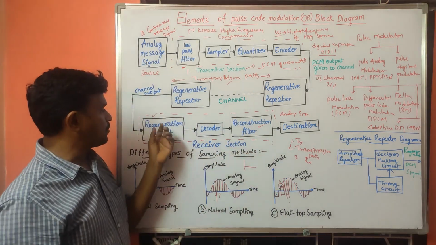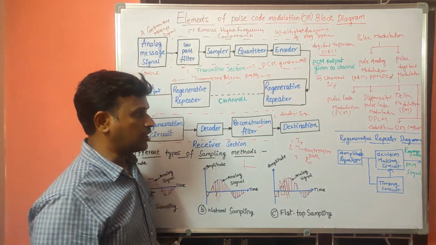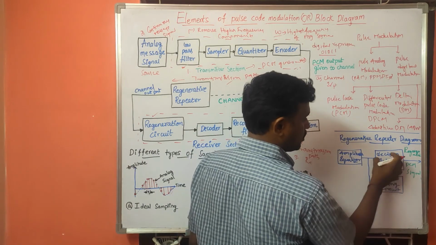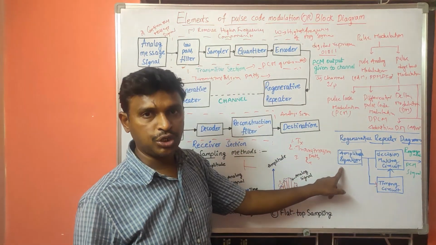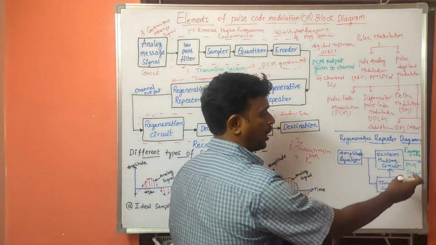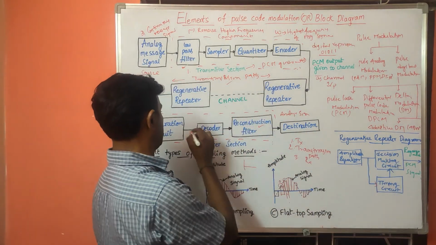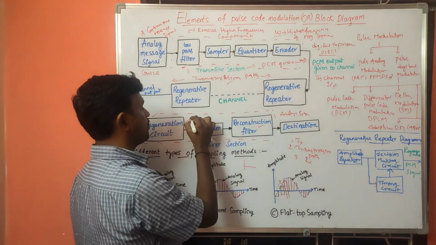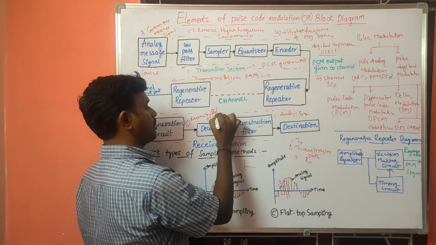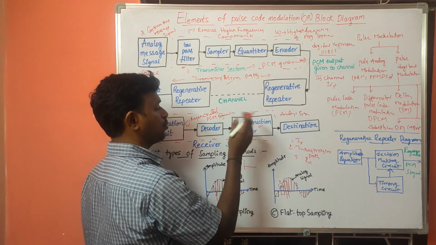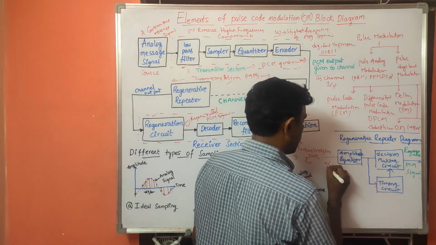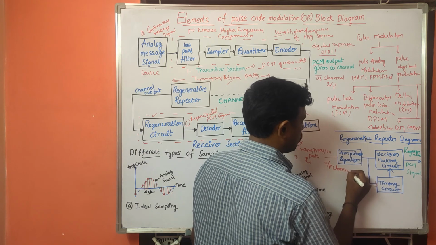Here we have seen the regenerative circuit. That regeneration circuit basically consists of three blocks. The first one is the amplitude equalizer, the second is the decision making circuit, and the third is the timing circuit, and finally we get the regenerated PCM signal. At this point we get the regenerated PCM signal, which is given to the decoder. The decoder will convert that into discrete samples.